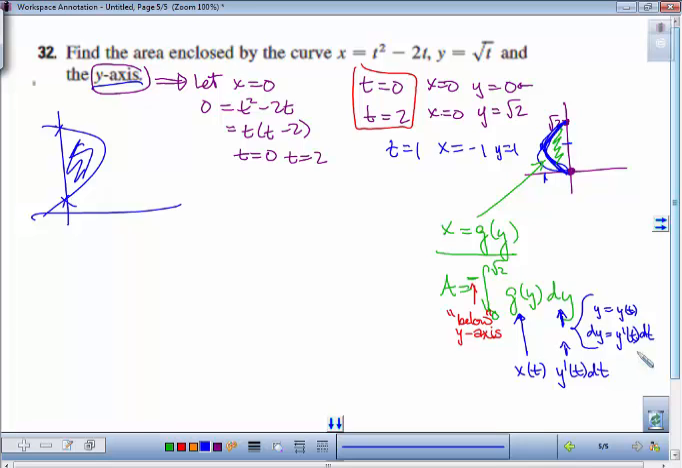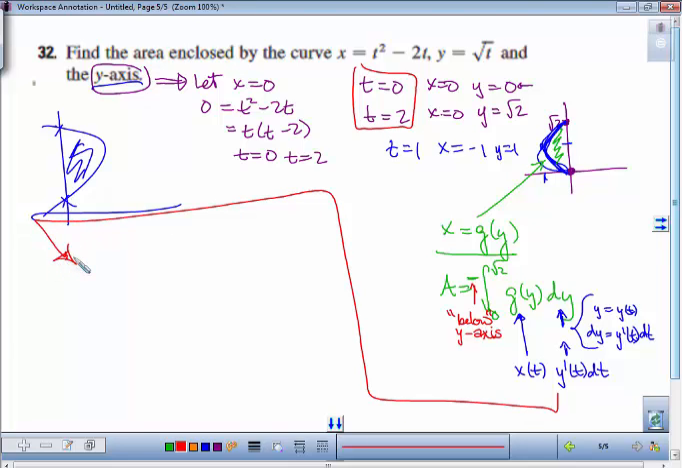All right? So we got our limits for our integration. Oh, no, we don't have our limits for integration. Right now it says 0 to the square root of 2. But those are y values, 0 to square root of 2. So we just need to make sure we replace them with t values. Okay, let's do it. Let's get this into an integral form.